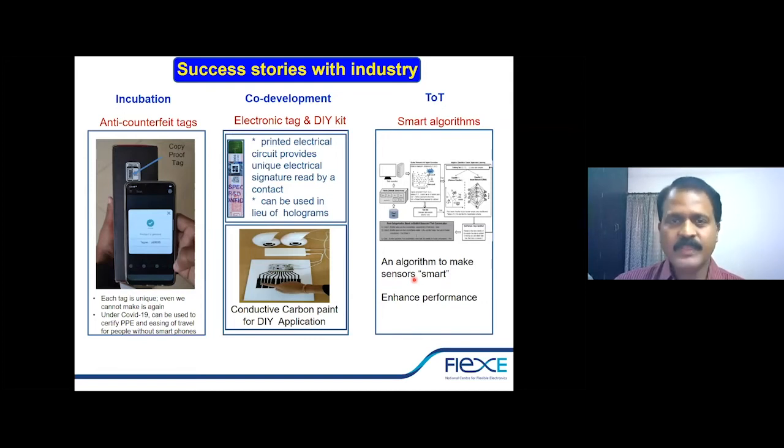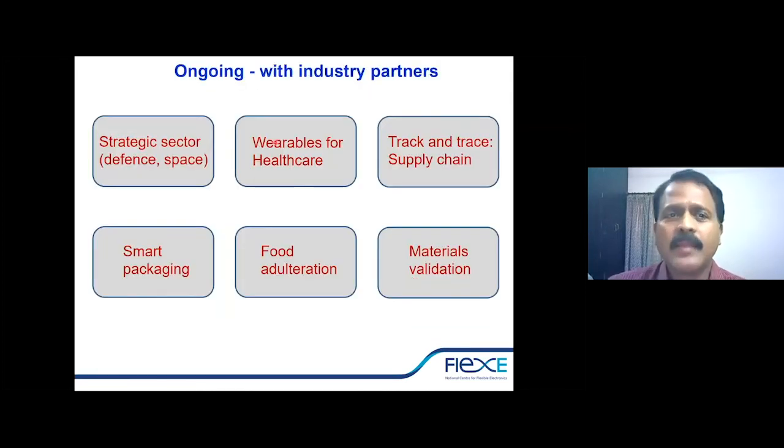And as we speak, we are working with several industry partners in different sectors. This was one of the questions which came up during the question answer session: are we working with space? The answer is yes. We are working with the strategic sector, both with defense and with the space sector.